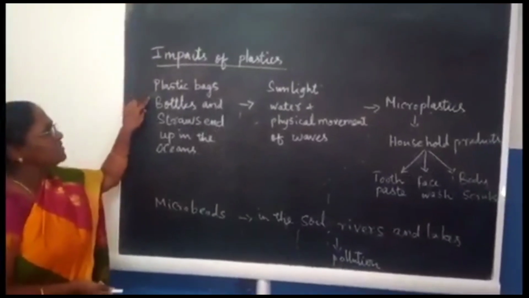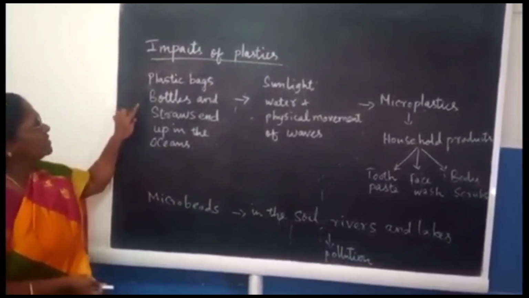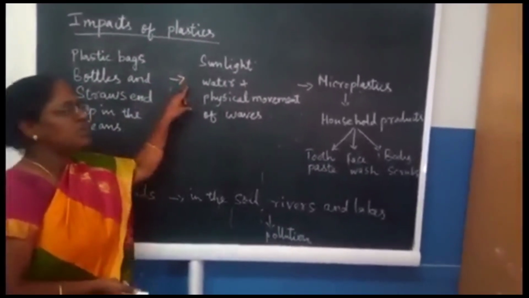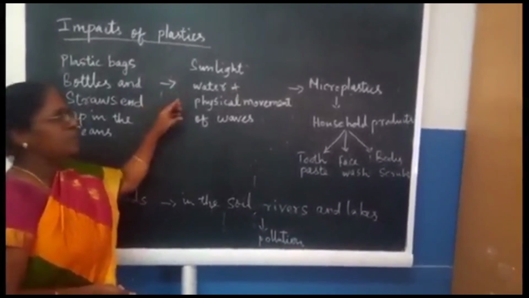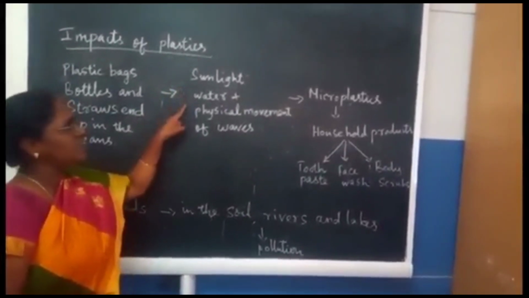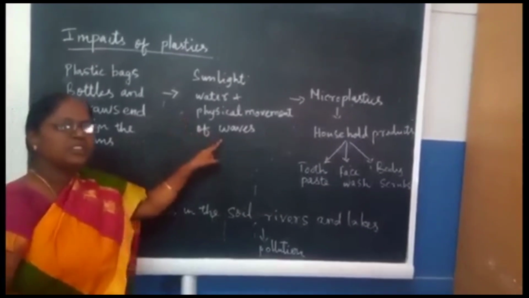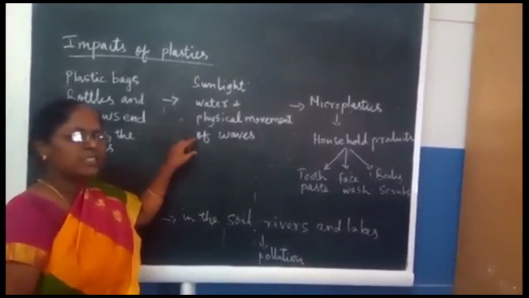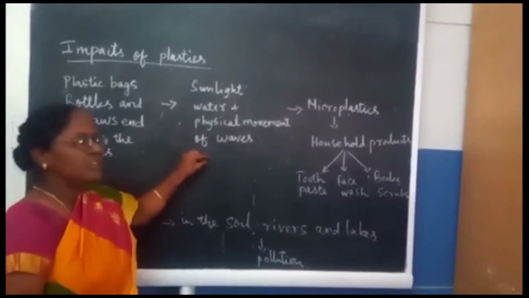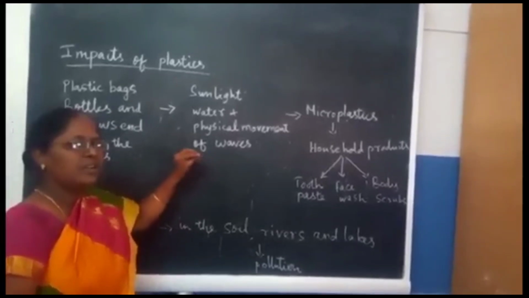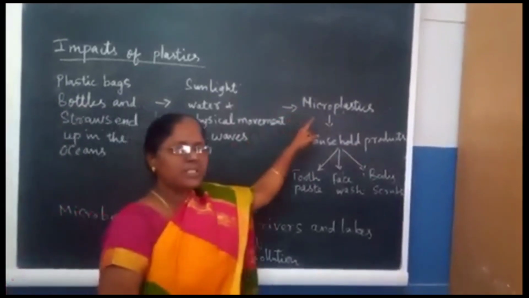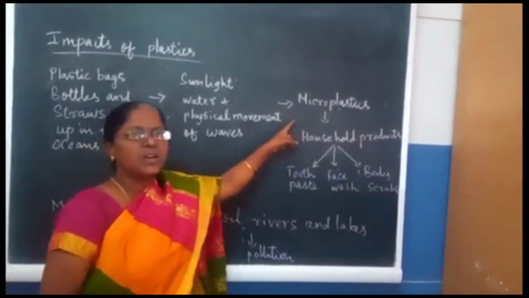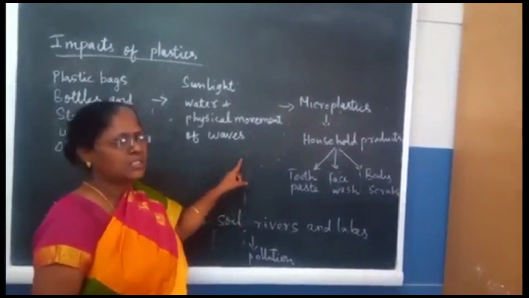What are the plastic waste? First one is plastic bags, bottles and straws. What are the things used for breaking up into small pieces? First one is sunlight, second one is water and physical movement of waste. This helps us to convert big plastics into tiny pieces, or you can say very small pieces. So these smaller pieces are called microplastics. Here you can ask one question: what are called microplastics?